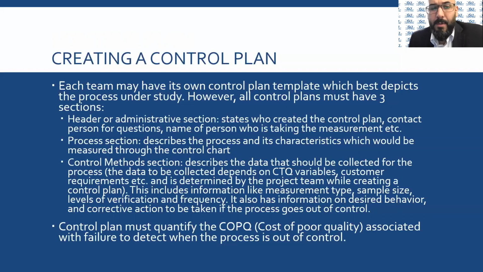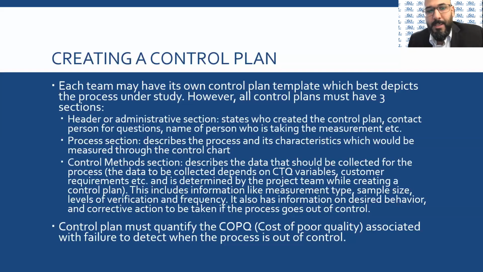And section number two, the process section. Describe the process and its characteristics, which would be measured through the control charts. So number one is the administrative section, which includes the person who created the control plan, the person who is taking the measurement, and contact information if they have any questions. Number two, as I mentioned, the process section, including information about the process, characteristics, anything that will help us to document or collect the data.